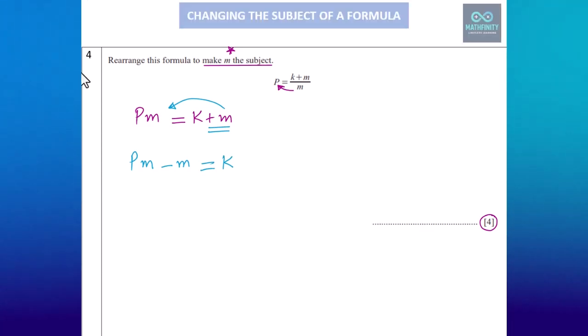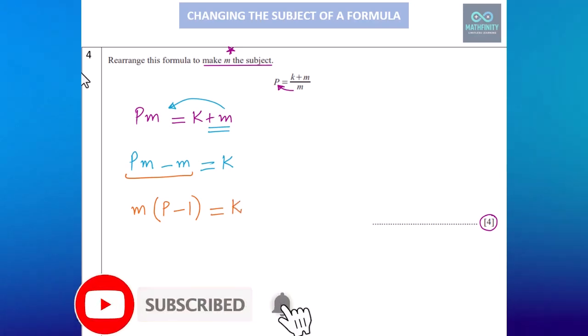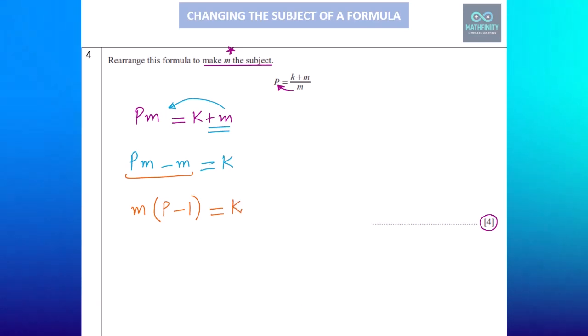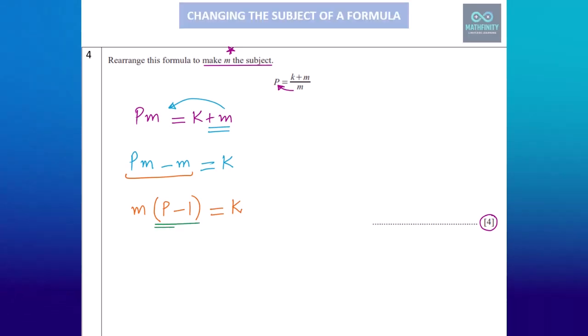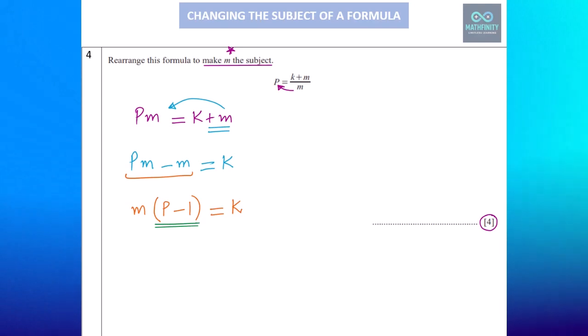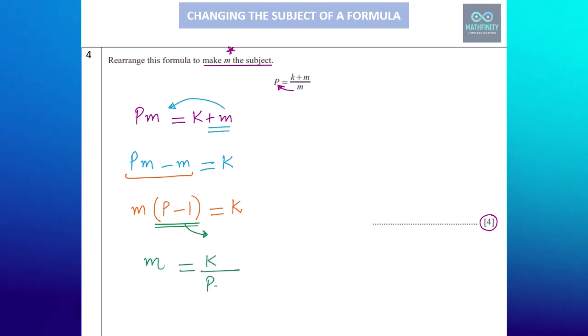We learned how to factorize two terms. So what is common from these two terms? m is common, we will take it out. And what is left inside the bracket? p minus 1. Okay, k. We don't want this factor. We just want to separate m. This factor is multiplying with m. When you shift it to the other side, you will divide by this factor. So we will write the final answer: m is equal to k over p minus 1.